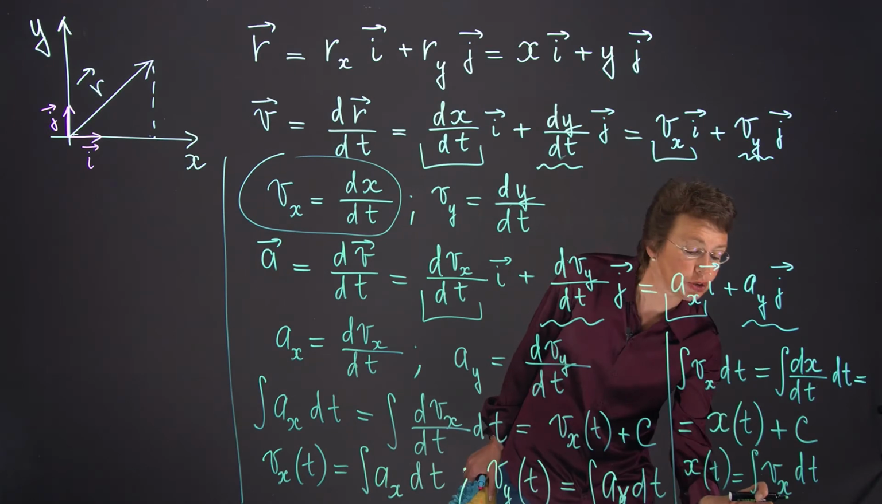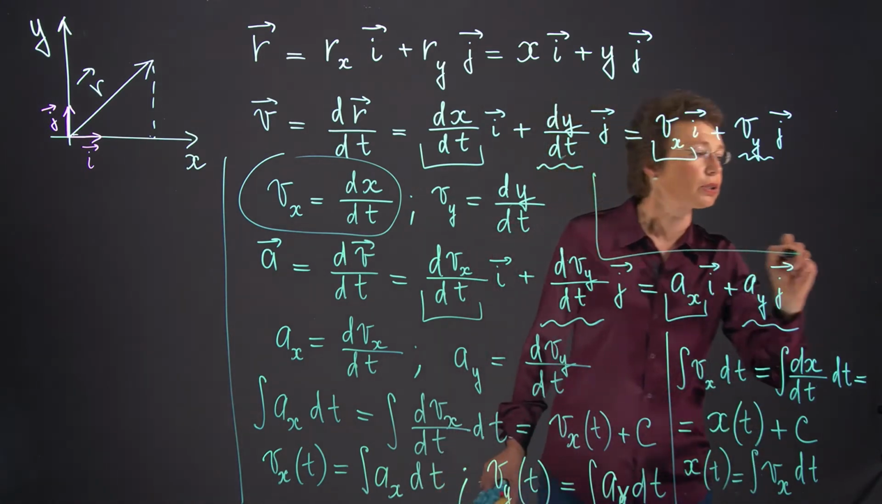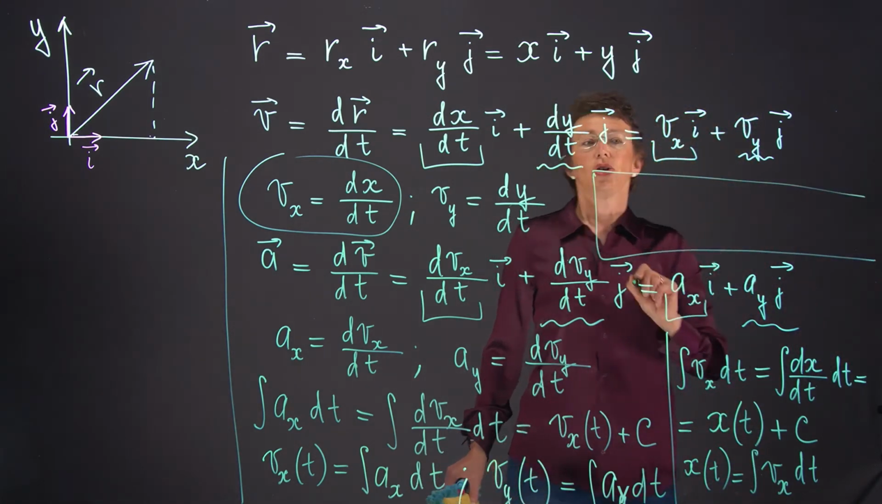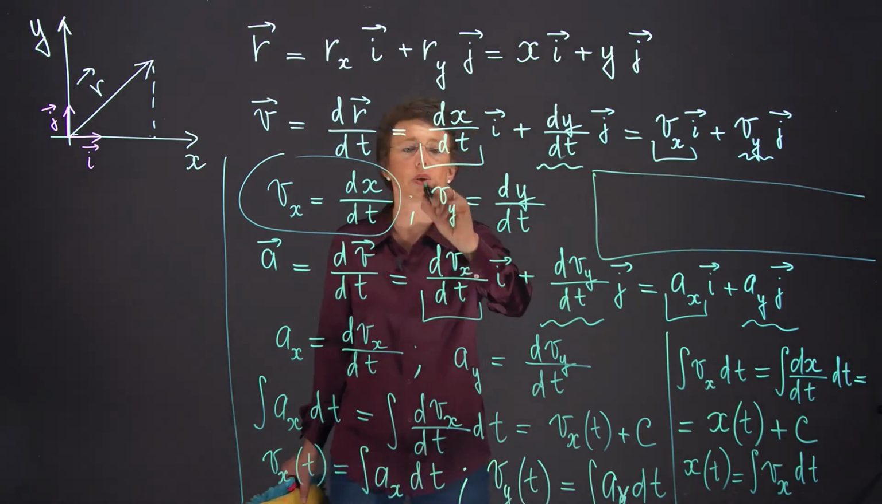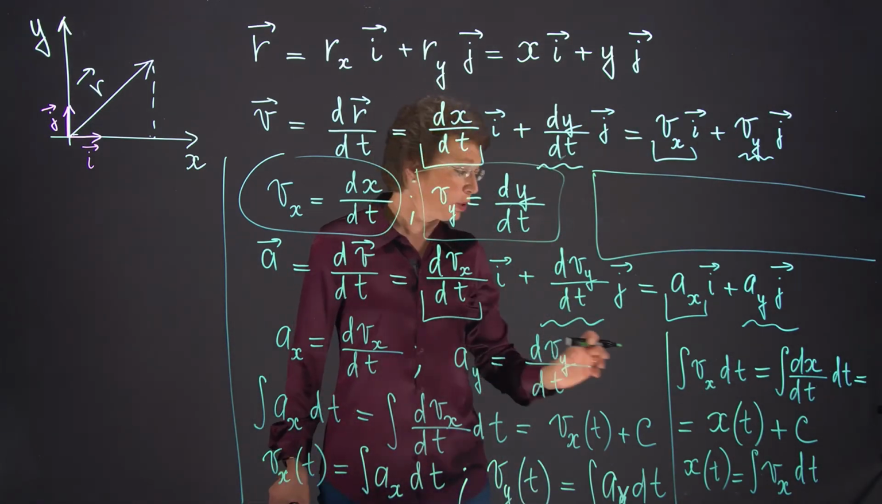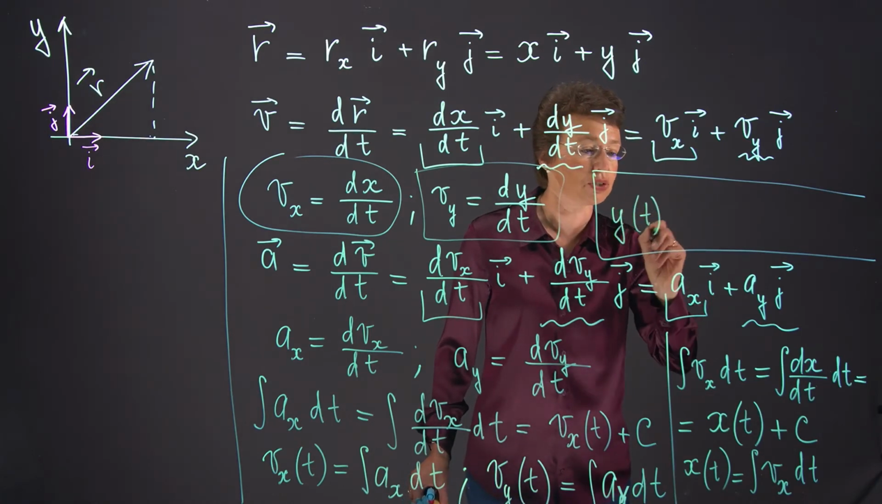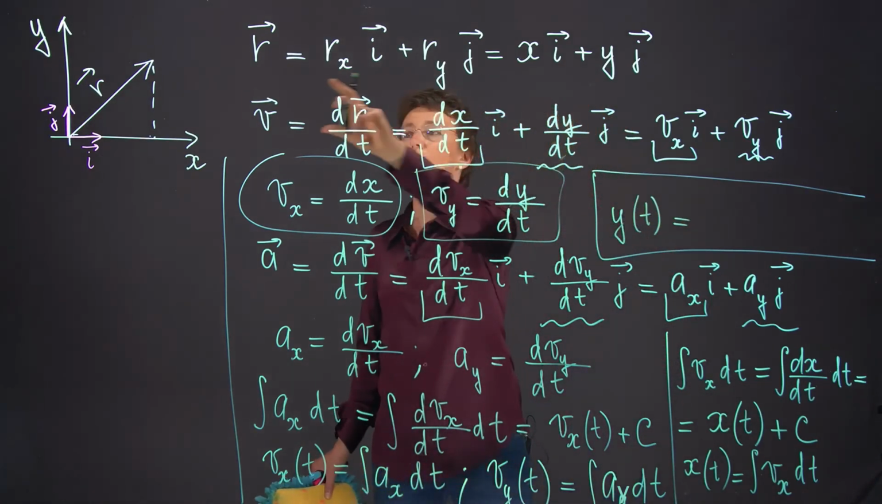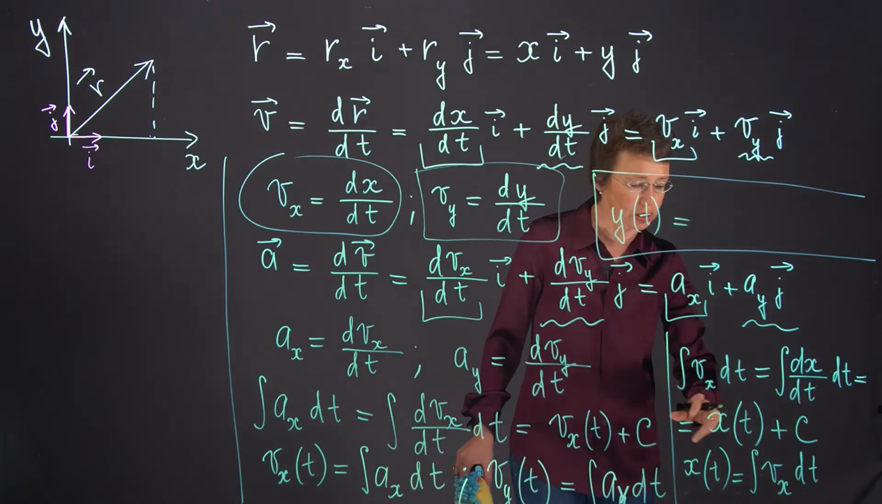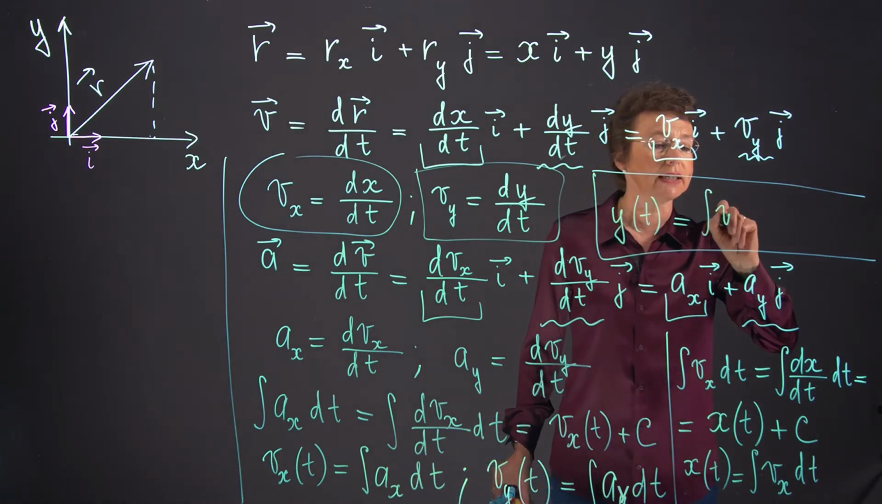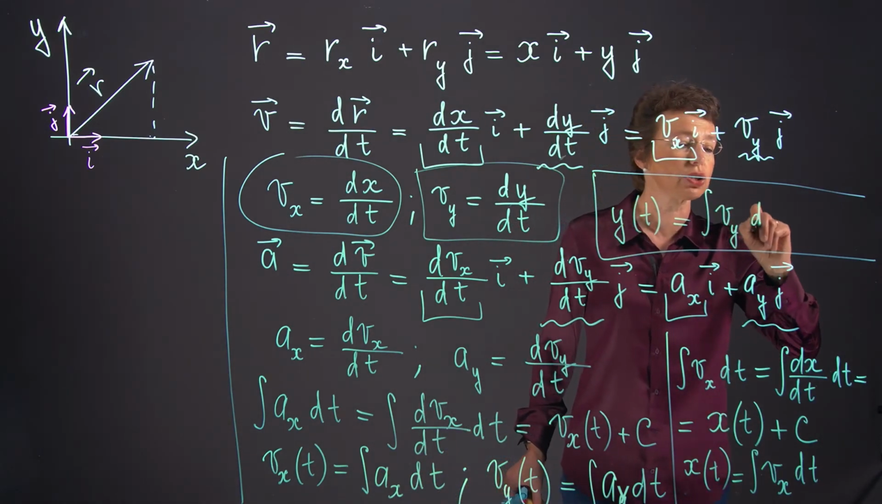Now I need to do the same thing with the y component of the position. I'll do it right here. So this time I will work with this formula. I will do exactly the same thing, and I will get y as a function of time. The y component of the object's position will be the indefinite integral of vy as a function of time, dt.